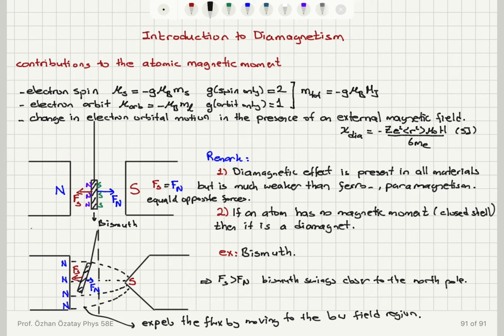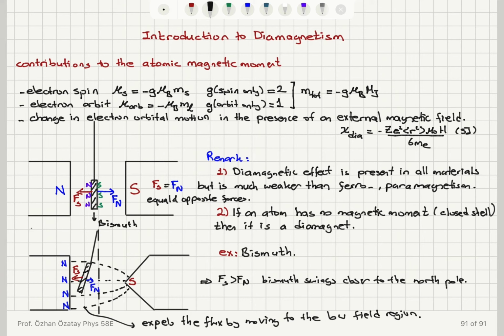So we talked about contributions to the atomic magnetic moment. We have spin, minus g Bohr magneton m_s. Bohr magneton was eħ over 2 times the mass of the electron, remember. And the Landé factor g is 2 for spin, and m_s is 1/2. So for a spin 1/2, we would have a Bohr magneton contribution from spin. For electron orbit, we have the Landé factor equal to 1, and it's minus Bohr magneton m_L, the magnetic quantum number. That's the orbit contribution.